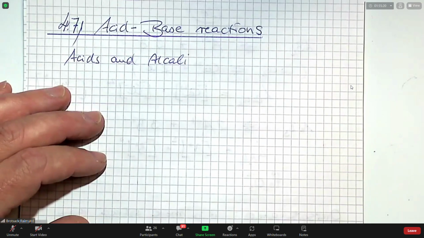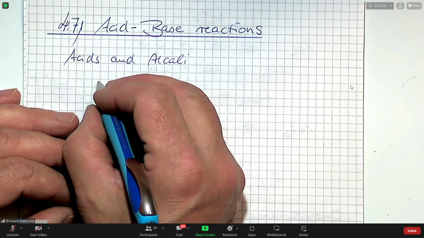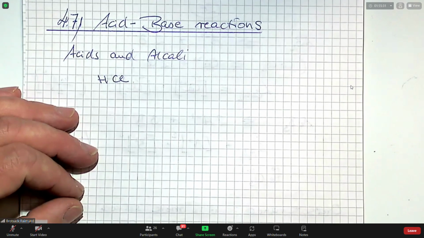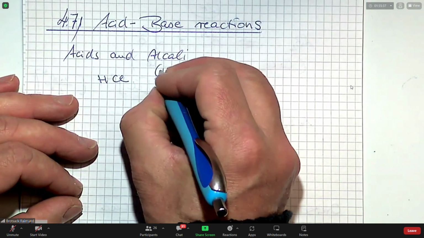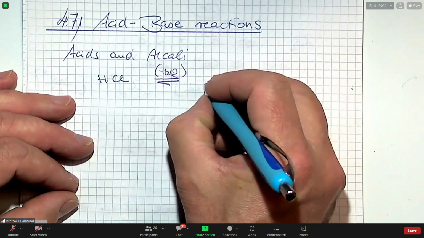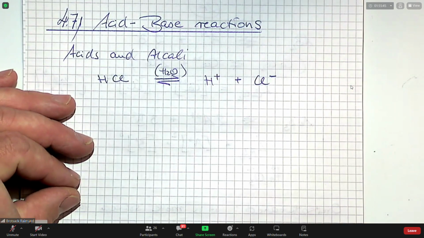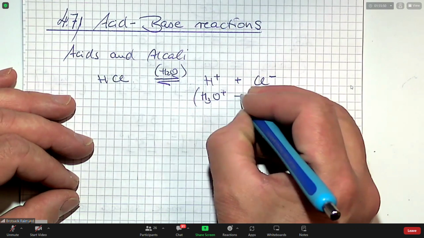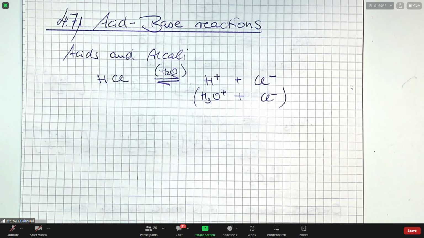The most famous acid is hydrochloric acid. I think everyone knows. If we add water, or we solve it in water, H2O, we form H plus ions and Cl minus ions. It could be written even as H3O plus plus Cl minus. Here we just add the water to the H plus, then we have the H3O plus.